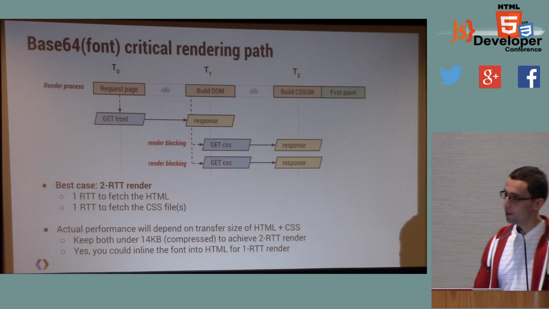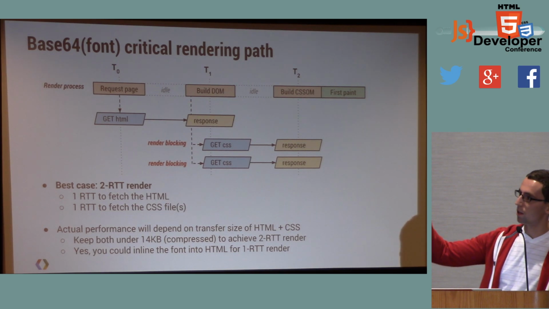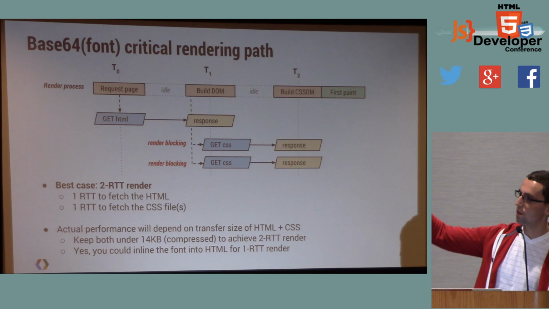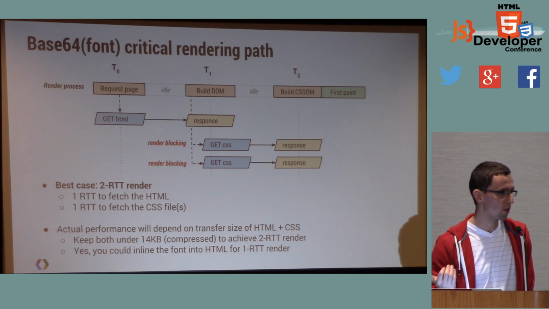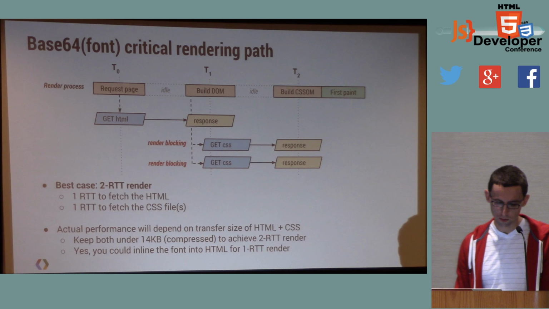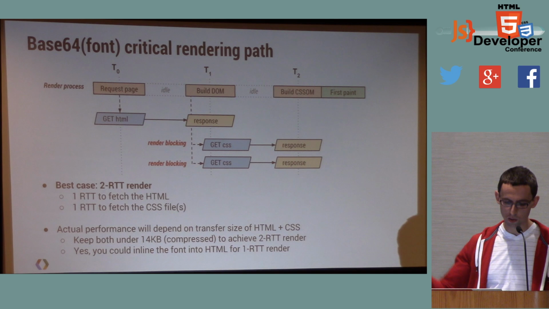So quick summary, this is actually better if you can optimize it such that you fetch both the font and the CSS in one RTT. You could actually achieve a 2 RTT render, which is a nice win, right? And you eliminate the invisible text. But to achieve that, you need to be very careful. Once again, 14 kilobytes. I'm assuming that you're using a new TCP connection.